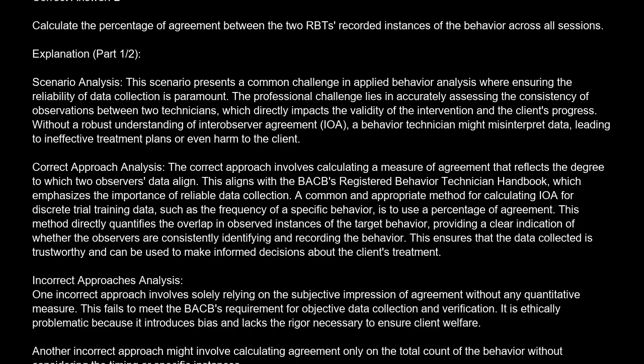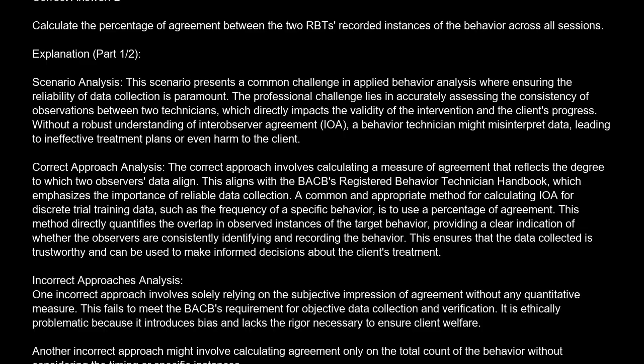Correct approach analysis. The correct approach involves calculating a measure of agreement that reflects the degree to which 2 observers' data align. This aligns with the BACB Registered Behavior Technician Handbook, which emphasizes the importance of reliable data collection. A common and appropriate method for calculating IOA for discrete trial training data, such as the frequency of a specific behavior, is to use a percentage of agreement. This method directly quantifies the overlap in observed instances of the target behavior, providing a clear indication of whether the observers are consistently identifying and recording the behavior. This ensures that the data collected is trustworthy and can be used to make informed decisions about the client's treatment.